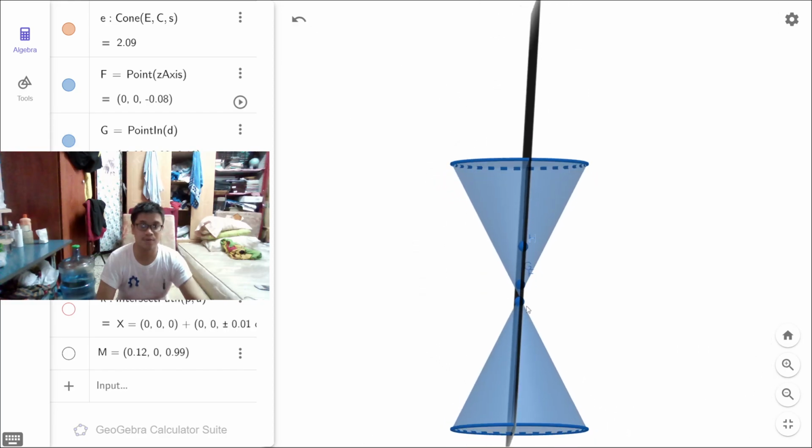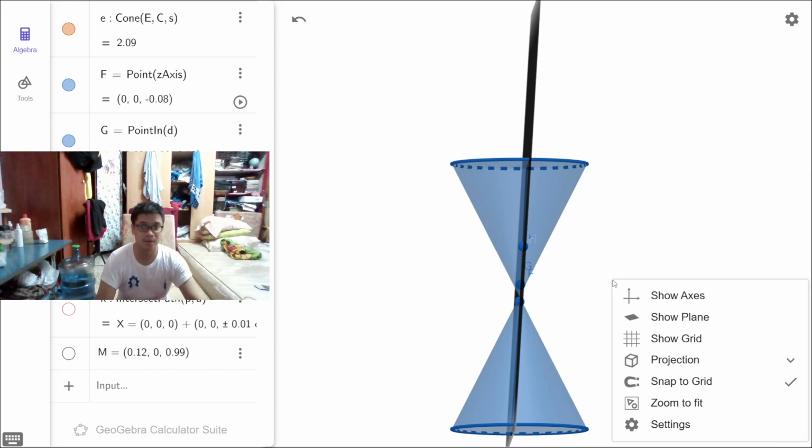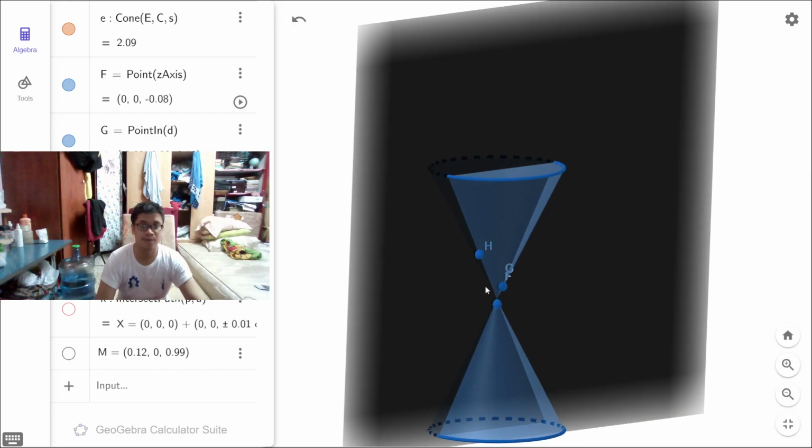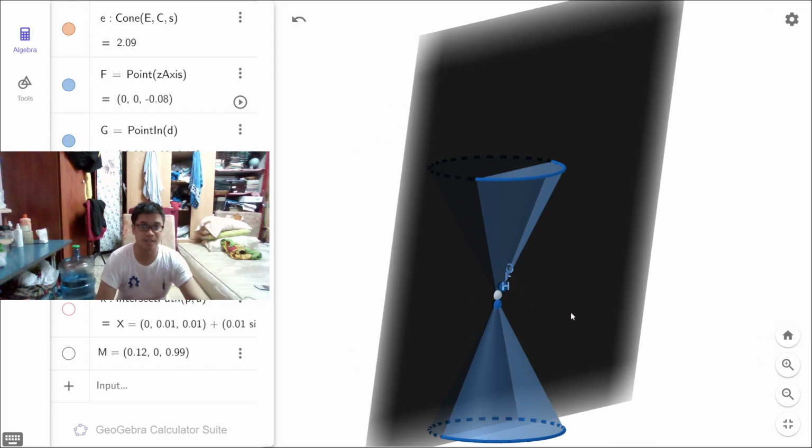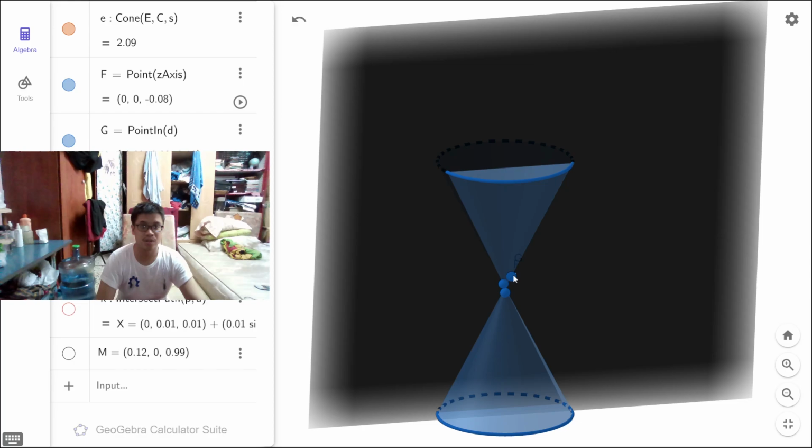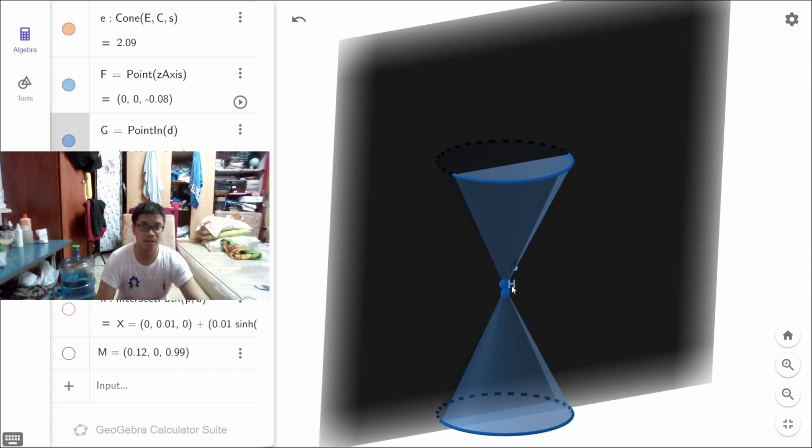What if it is perfectly vertical? Wait, what if it's perfectly vertical, just like this? All right, just like this. Okay, so let me move this here. All right.